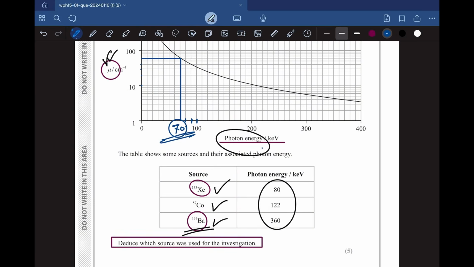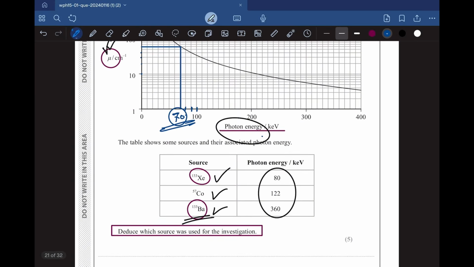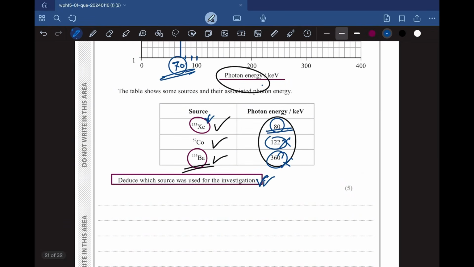Now we'll have to choose the source. It is said deduce which source was used for this investigation. Now we will just use this 70 to figure that out. We know this photon energy is 120, it cannot be 360, it was around 70, which is close to 80. So we can say our source was 113 xe.